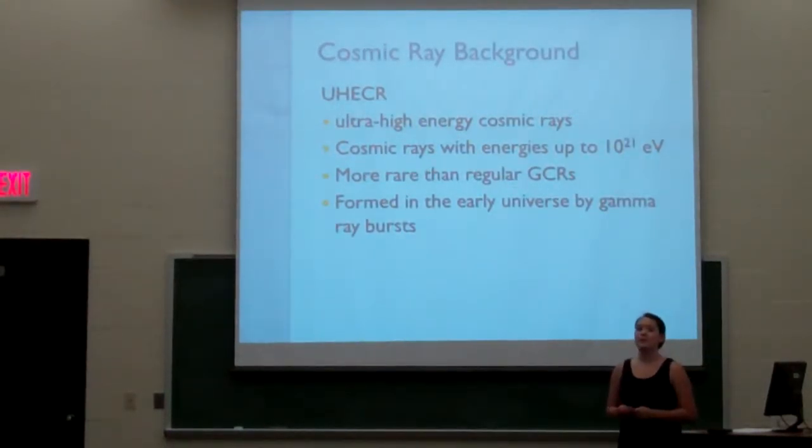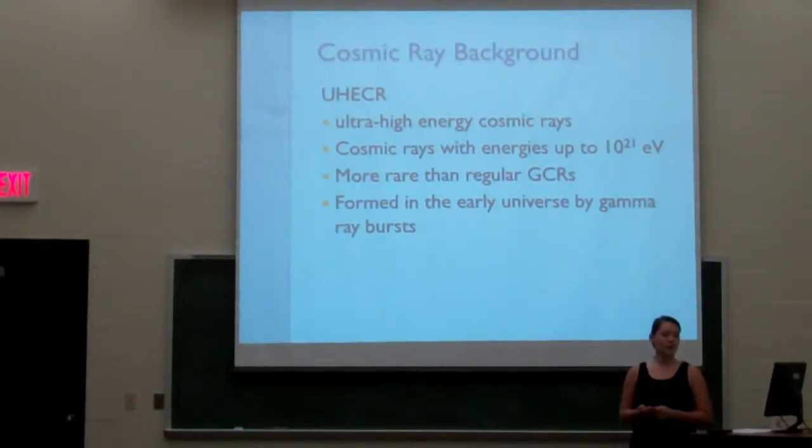There are specialized cosmic rays called ultra-high energy cosmic rays, which have energies up to 10 to the 21 electron volts. These are more rare than regular GCRs because as they travel through space, they lose their speed faster as they collide with more molecules in space. They're formed in the early universe by gamma ray bursts. Gamma ray bursts can occur in the Milky Way galaxy, which is where the UHECRs we experience on Earth when air showers come from.